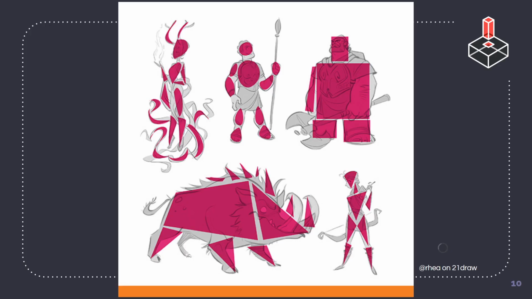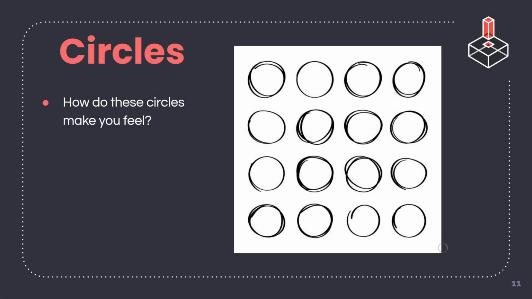So you can see here how a professional character artist might use different types of shapes in combination to make a character design. Here are some different characters with different shapes making up their design. So let's talk about circles. How do these circles make you feel?